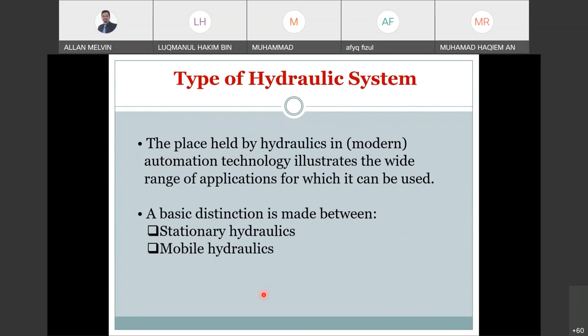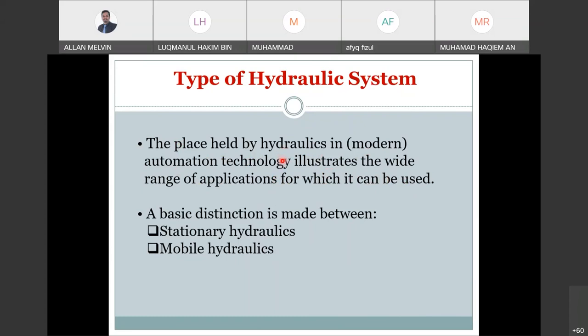So we see a few more slides before we take a five-minute break. Okay, types of hydraulic system. A hydraulic system can be any system. The phase of hydraulics in modern automation technology illustrates a wide range of applications for which it can be used. Compared to pneumatic, hydraulic is used more in our daily life.